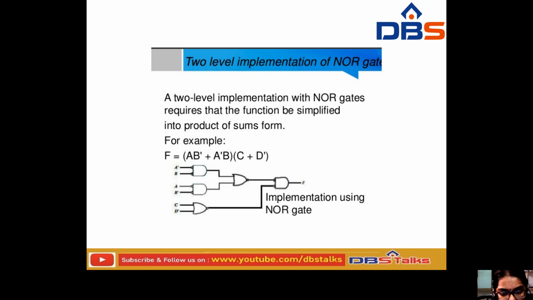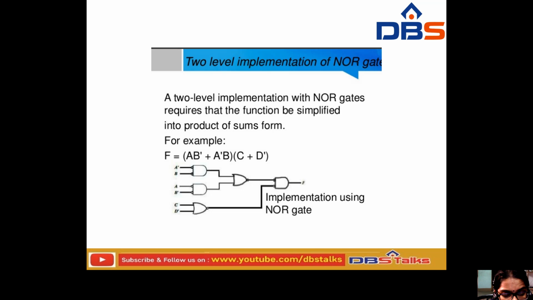Then for that product operation, what do you have to use? You have to use the AND gate. So for these two we have drawn an AND gate, and the next one is C plus D dash. For C we have taken it as it is, a simple C, but for D dash it has to be done in another way.